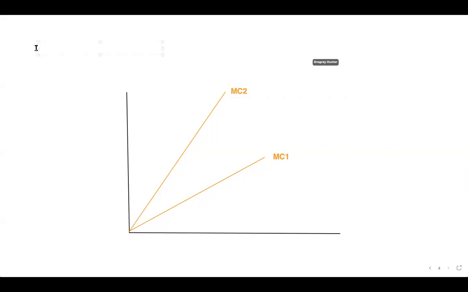Why it's easier. So we're going to have something like this. MC1 is equal to 4Q and MC2, well, let's make the numbers a little bit easier. We'll do 2Q is equal to 4Q. So, and then the question is, okay, so what is the MC joint?